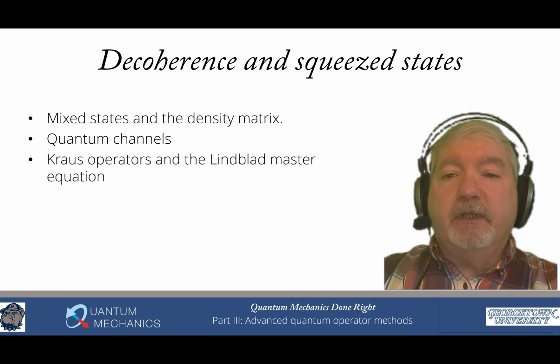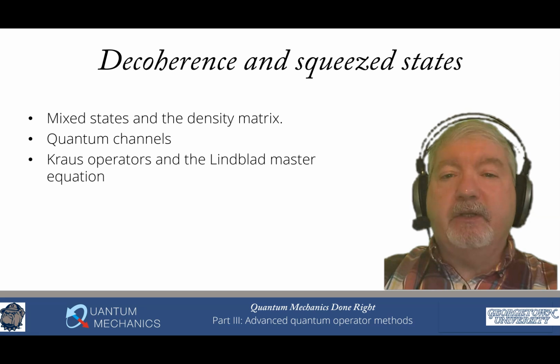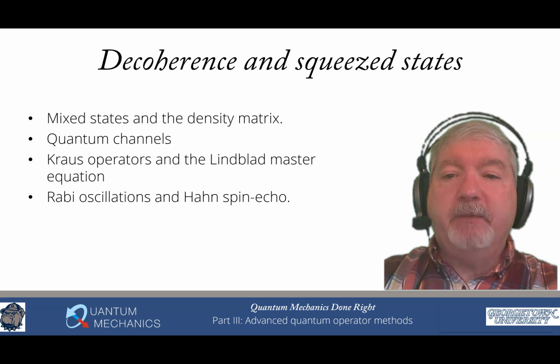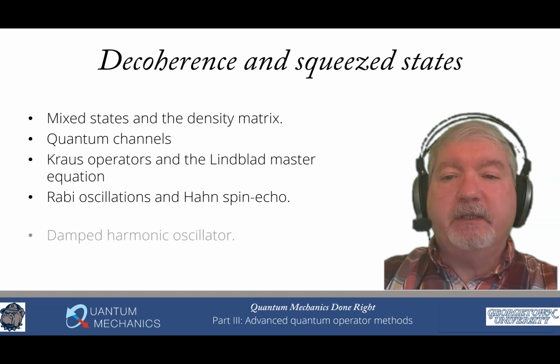From that, we will look at what are called Kraus operators and how you construct a Lindblad master equation, which is an approximate way of looking at the time evolution of a density matrix. We then will study some physical systems such as Rabi oscillations or the Hahn spin echo experiment in magnetic resonance.